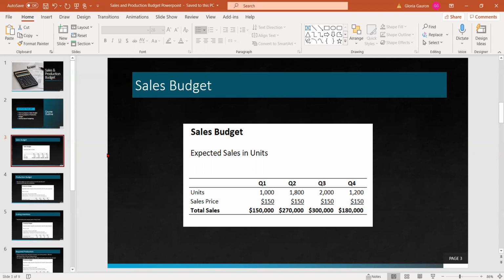So in Q1, if I'm going to sell 1,000 units at $150, my revenue would be $150,000. So I'm just multiplying units by sales price. Again, someone in the organization gives you this information. And from that point, now you need to determine, okay, what is my production going to be in order for me to produce this amount in revenue?